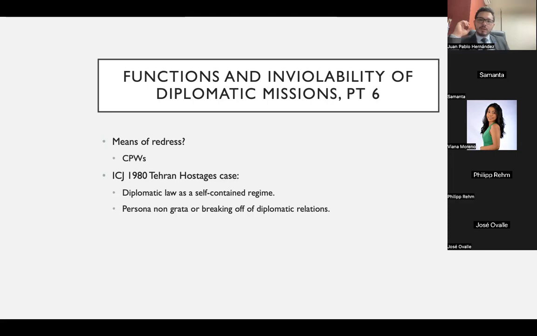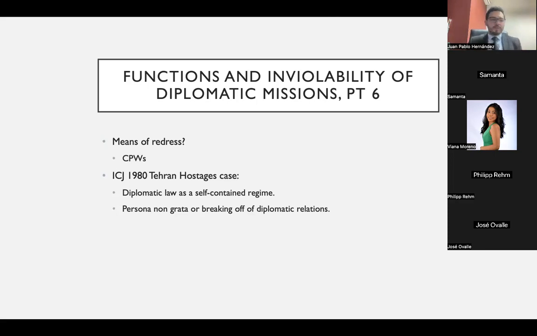the court describes the regime of diplomatic law as a self-contained regime. The way the court describes this self-contained regime is that the regime itself contains the mechanisms of redress. And the mechanisms of redress recognized under the law of diplomacy are the declaration of persona non grata and the breaking off of diplomatic relations. So any other countermeasure would not be allowed by the international regime.